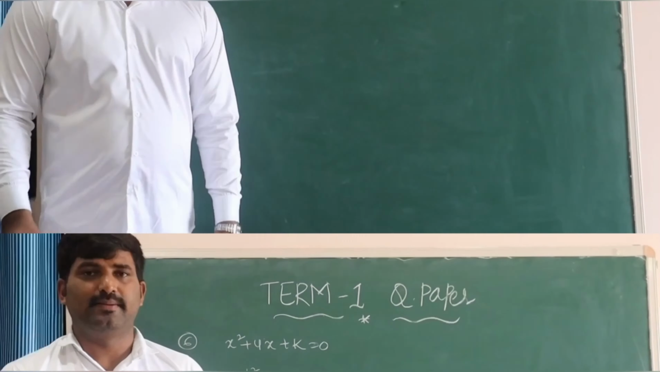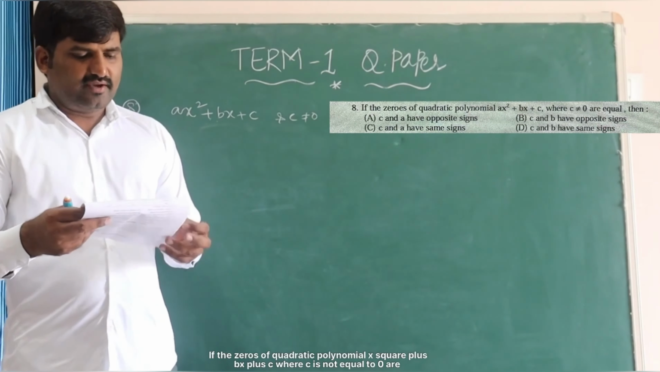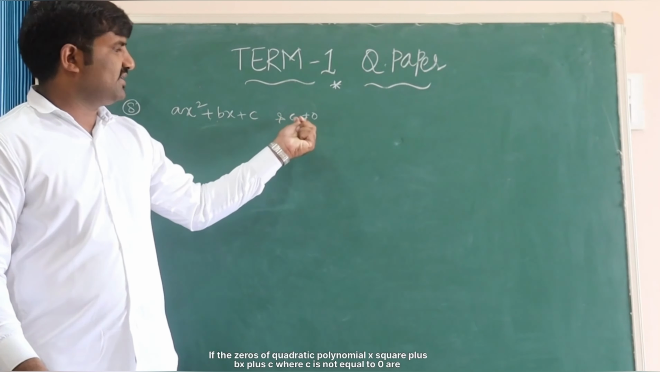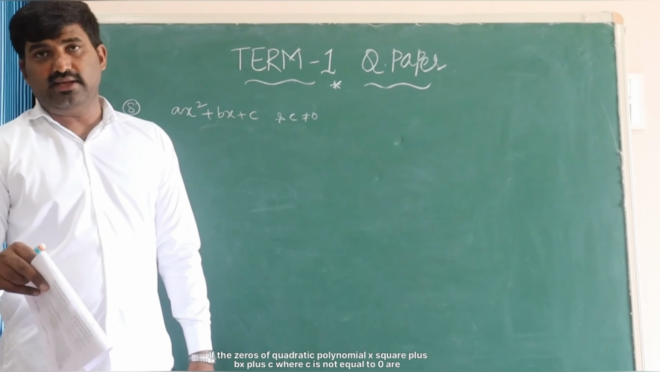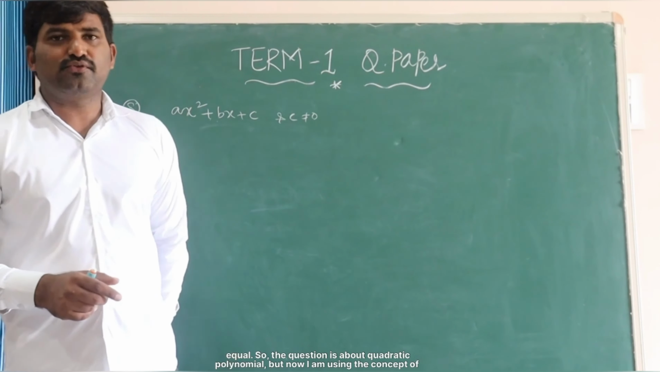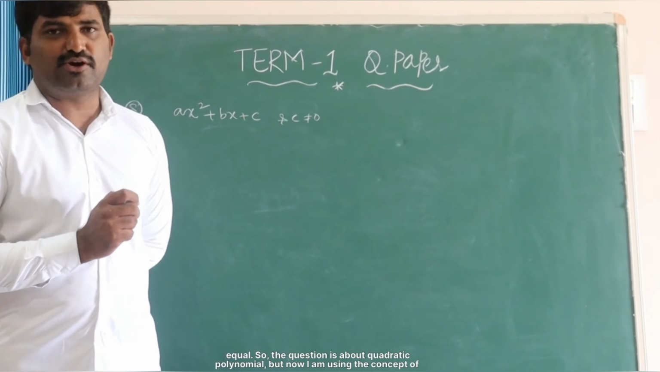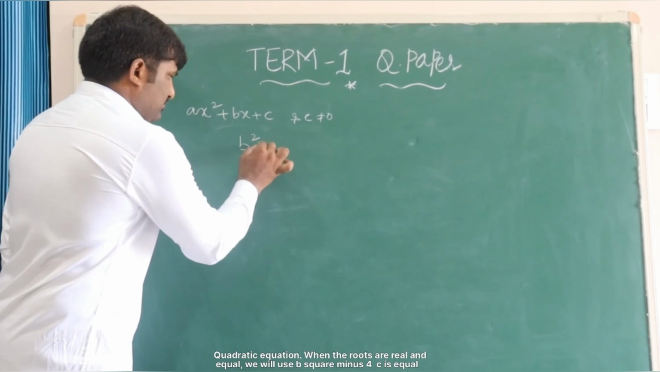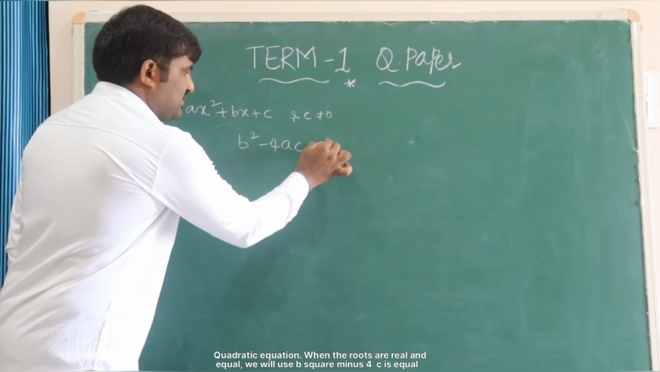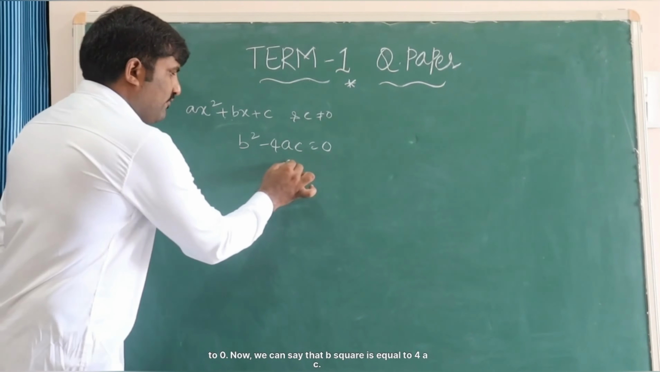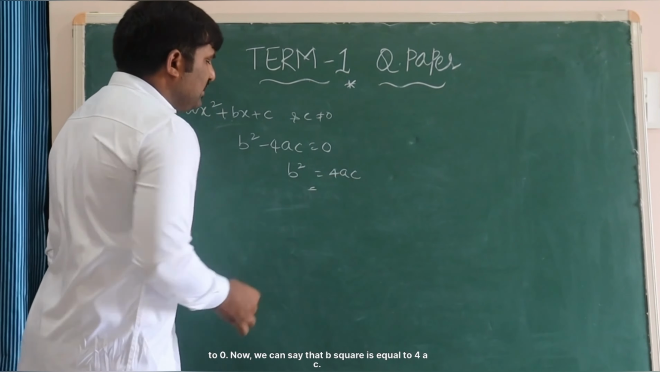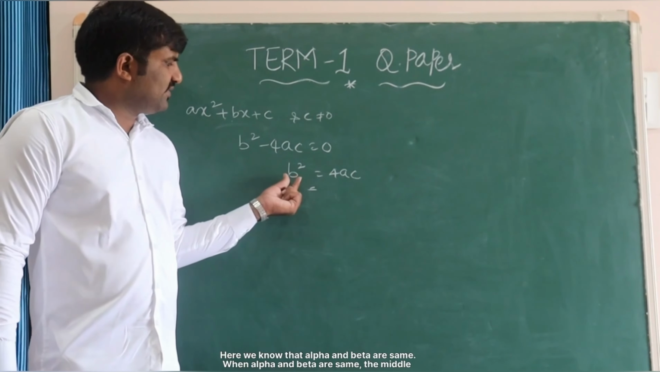Eighth question, if the zeros of quadratic polynomial ax square plus bx plus c, where c is not equal to 0, are equal. So the question is about a quadratic polynomial, but now I am using the concept of quadratic equation. When the roots are real and equal, we will use b square minus 4ac is equal to 0. Now we can say that b square is equal to 4ac.